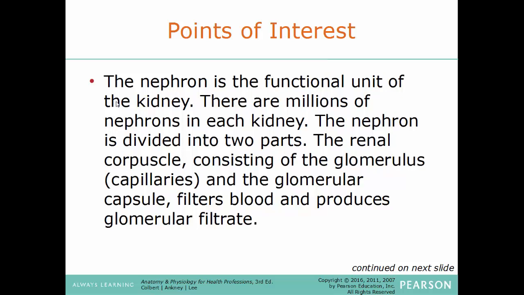The nephron is a functional unit of the kidney. There are millions of nephrons in each kidney. The nephron is divided into two parts: the renal corpuscle, which consists of the glomerulus and also the glomerular capsule, or the Bowman's capsule. It is there to filter blood and produce the glomerular filtrate.